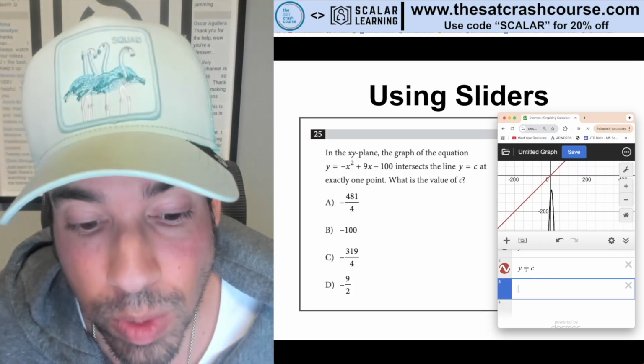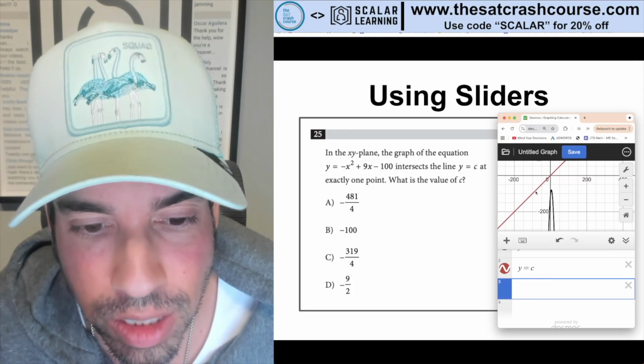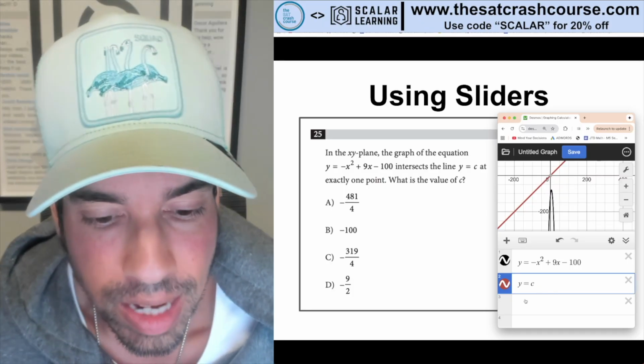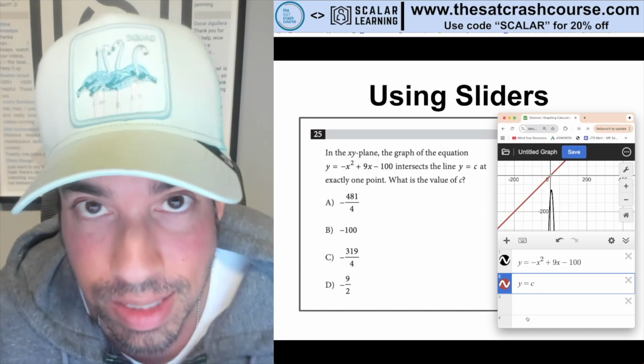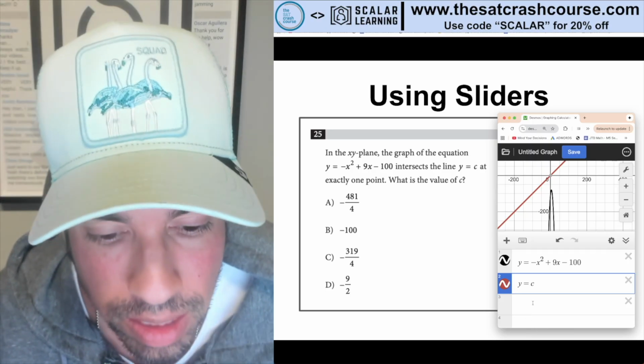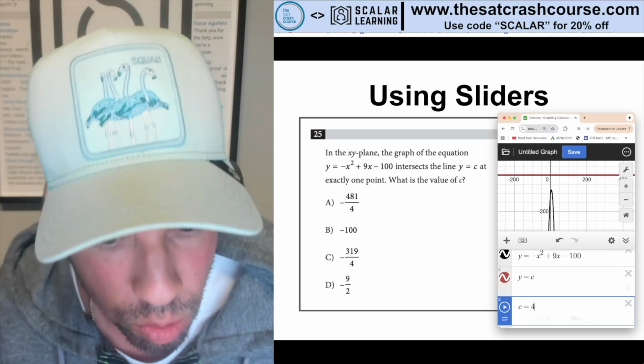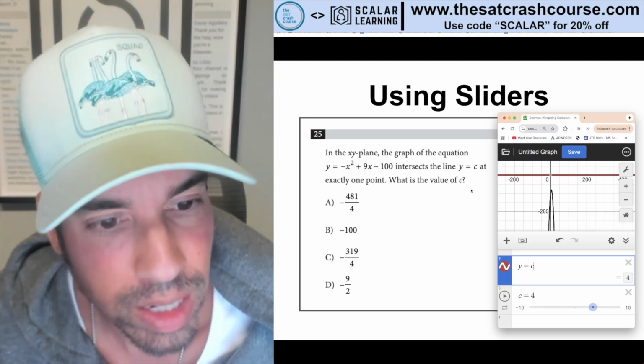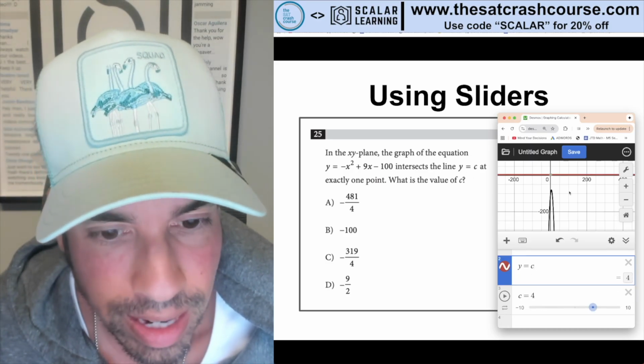So you notice when I type in y equals c, I actually get this weird line. Sometimes Desmos does this. I don't know why, but it treats it as a variable. But even though the c slider button didn't highlight like that option, you can still type in c equals 4, just as an example. And now a slider is going to show up. So again, we want it to intersect at exactly 1 point.